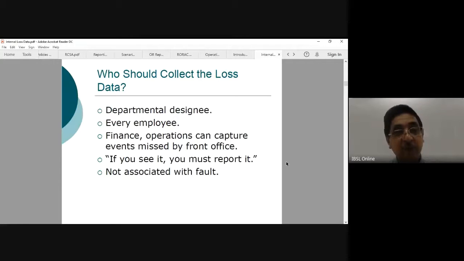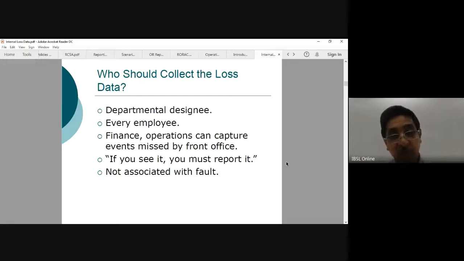Now you can just look at it. Who should collect the loss data? There should be a person specially designated for that, what we call a departmental designee. Or sometimes the loss data collection is the responsibility of each employee, because no one can say that they don't have a responsibility to report it. Therefore, everyone is responsible for the reporting.